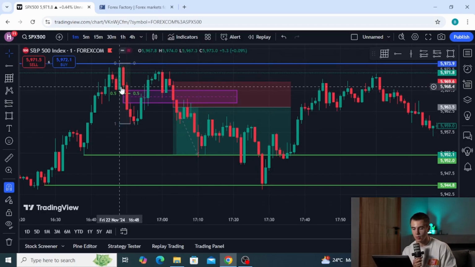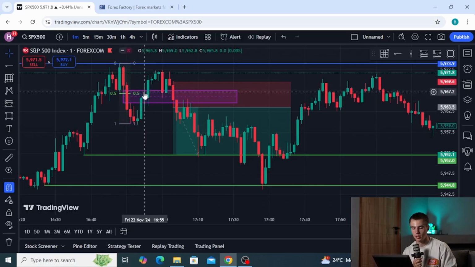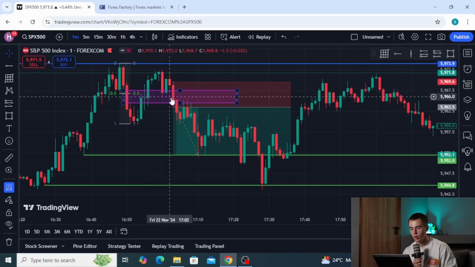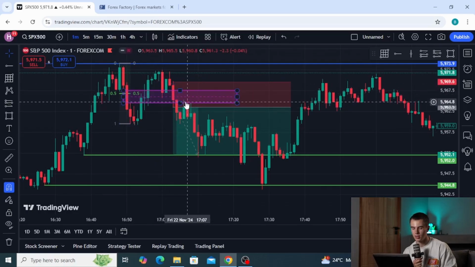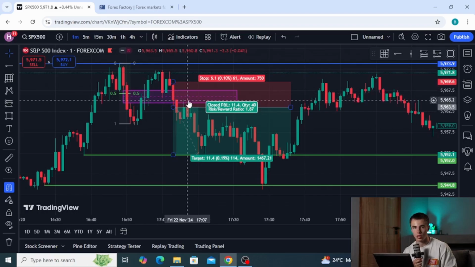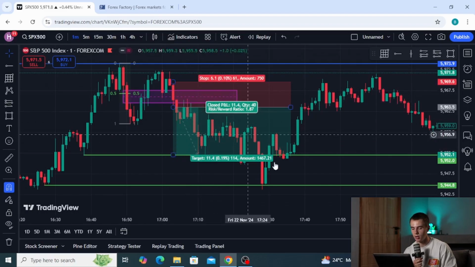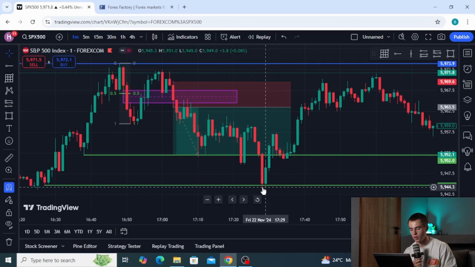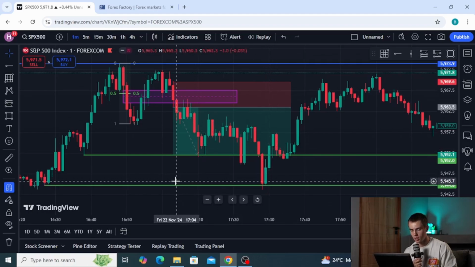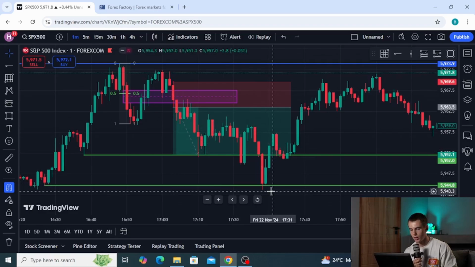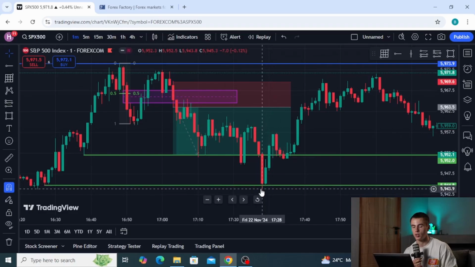So that's exactly what happened here. It went up, that didn't give me an entry, broke structure again, and I was in a bit of a loss for a few minutes, for like 4 minutes, and then it just went down and I was in profit until I did my final take profit. And just to show you guys, that was let's say 25 minutes for it to hit my full take profit. So this is just an example from this day, and you do learn as you go along.